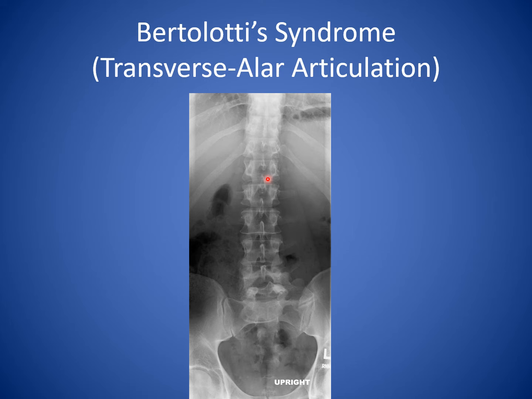There's a common problem called Bertolotti syndrome, or a transverse-sacral articulation, where L5 has developed a large spinous and transverse process, and that articulates. So here, again, this is a rib, so this is T12, L1, L2, L3, L4, and L5. And you'll notice there's a small transverse process here and a very large transverse process here with an articulation. That is a Bertolotti's syndrome.